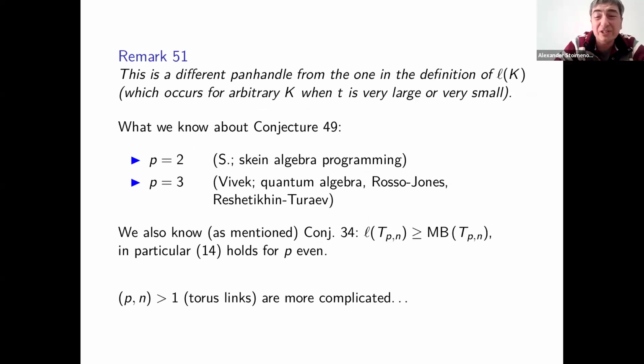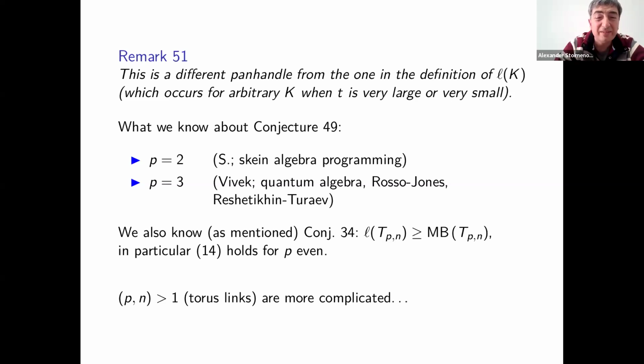So what we know, we certainly know that L is bigger or equal to the Martin-Beltrami bound. So that piece is certainly there. And we know the cases 2 and 3. For 2, I use some skein algebra programming, and Vivek, who I'm working with in Abu Dhabi, he proved the case P is equal to 3, and more or less he knows what happens for the IRP, but we are going to work it out. So this is kind of work in progress.